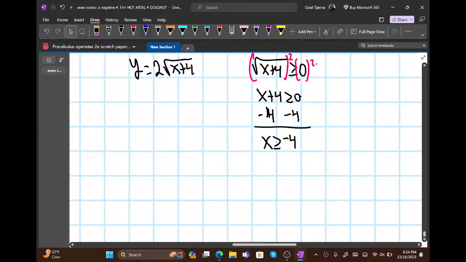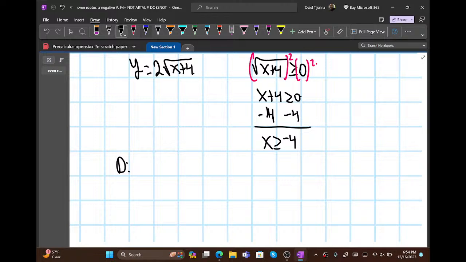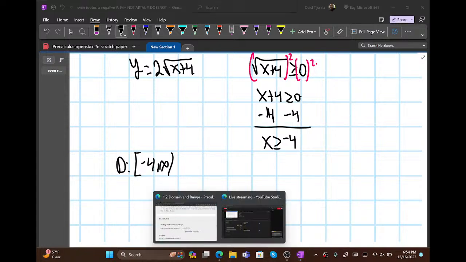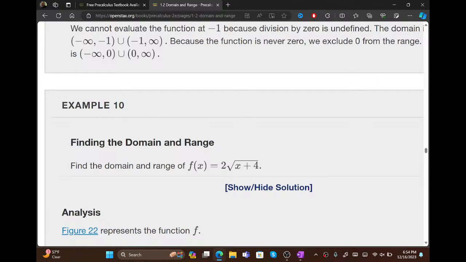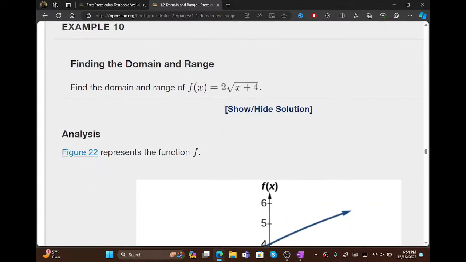So the domain would be from bracket negative 4 to infinity. Now, for the range, or I'm sorry, the domain is going to be from negative 4 to infinity. The range is a little bit more difficult. Sorry, guys.